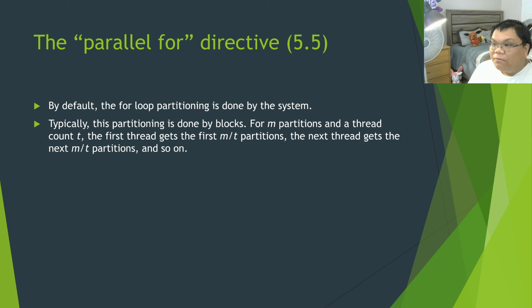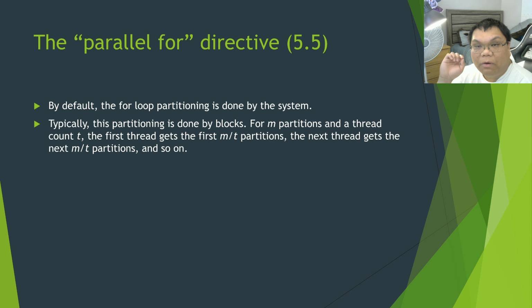The for loop is partitioned by blocks of size m over t, where m is the number of for loop iterations and t is the number of threads. So by default, the work of the for loop is divided by some number of threads, such that the first thread gets the first m over t iterations, the next thread gets the next m over t iterations, and the next thread gets the next m over t, and so on. We can change that, by the way. I'll show you that in a little bit.